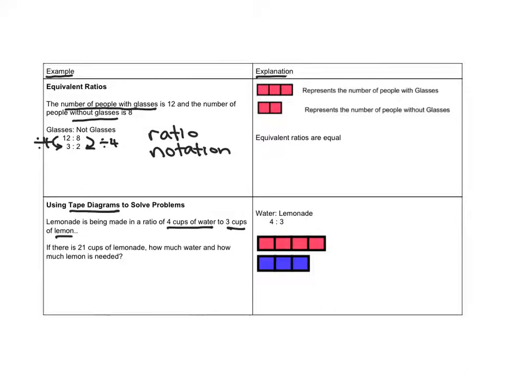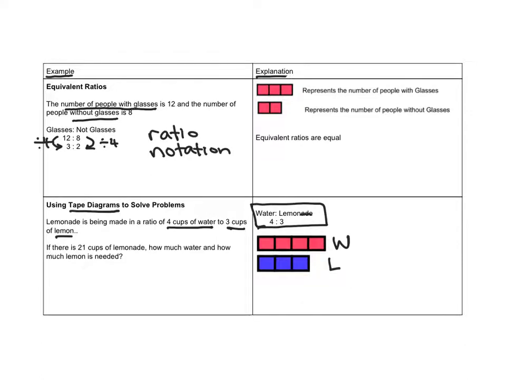Okay, so over here on the right side, you can see I have my ratio notation of water to lemonade. And it's really important that I've written the words down because order is important in ratios. And then I have my tape diagram. My top one is obviously water because I have 4 blocks, and my bottom one is lemon, which is 3 blocks, and that should be lemon, not lemonade.